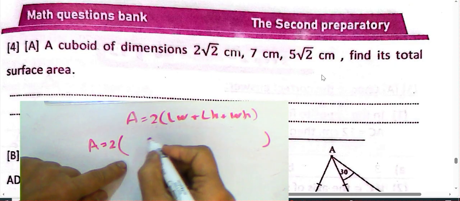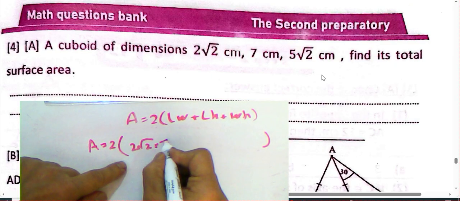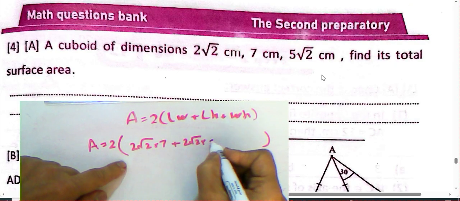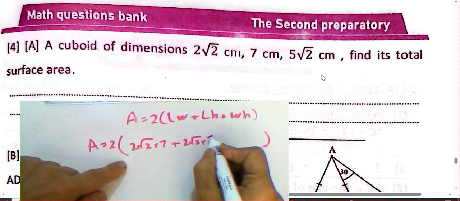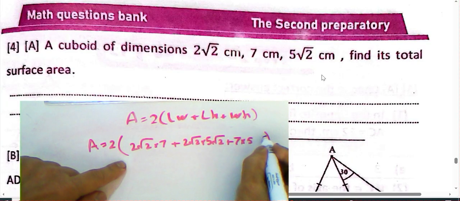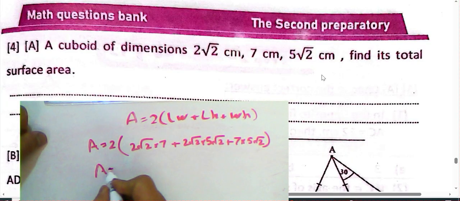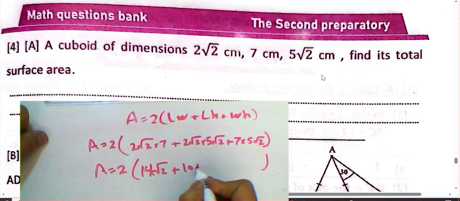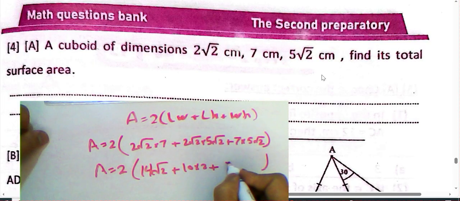Look here: length times width, 2 root 2 product by 7, and 2 root 2 product by 5 root 2, and 7 product by 5 root 2. 2 times 7 is 14 root 2. 2 times 5 is 10, and root 2 times root 2 is 2. 5 times 7 is 35.